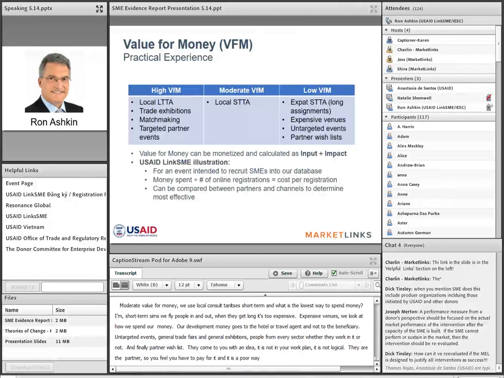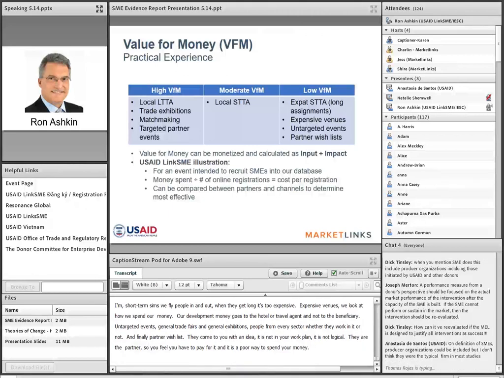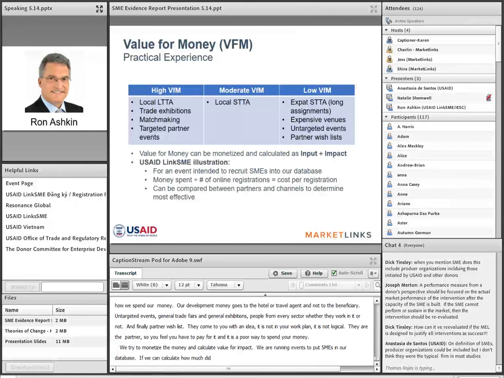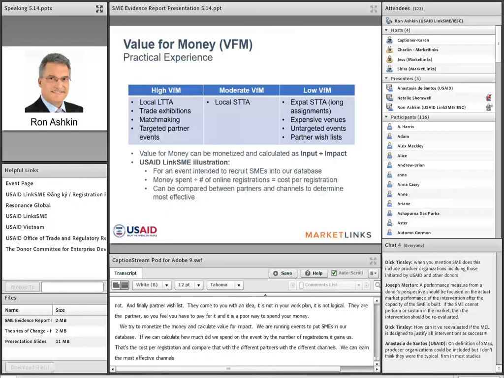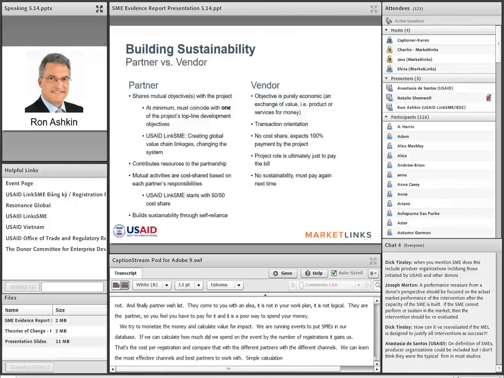We actually try to monetize value for money and just calculate input over impact. As an illustration, because we're early in the project, we're running events to recruit SMEs into our database. We can simply calculate how much we spend on the event by the number of registrations it gains us. That's the cost per registration. Then we can compare that between the different partners and channels we work with, and determine the most effective channels and the best partners. Simple calculation.